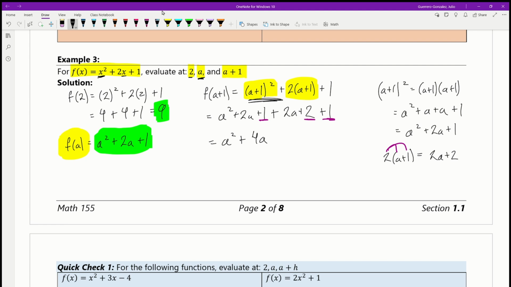Okay? So 1 plus 1 is 2 plus another 2, that is 4. So it's going to be plus 4. Okay? And we are done. This is our final. Okay? So that's it. This is how we use function notation.